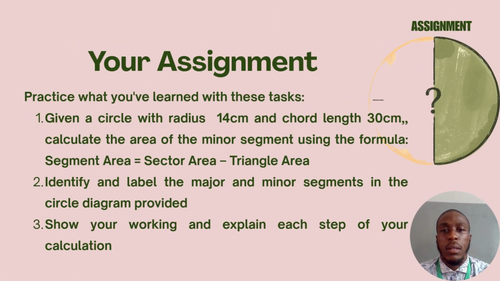Our assignment is to find the area of a segment given a circle with radius 14 centimeters and a chord length of 30 centimeters. Number one, find the area of the minor segment using the formula that has been given. Number two, identify and label the major and minor segments in the circle diagram provided. Number three, show your workings and explain each step of your calculation. It's very simple. Just use the formula and the steps that I used, and you will get your answer.